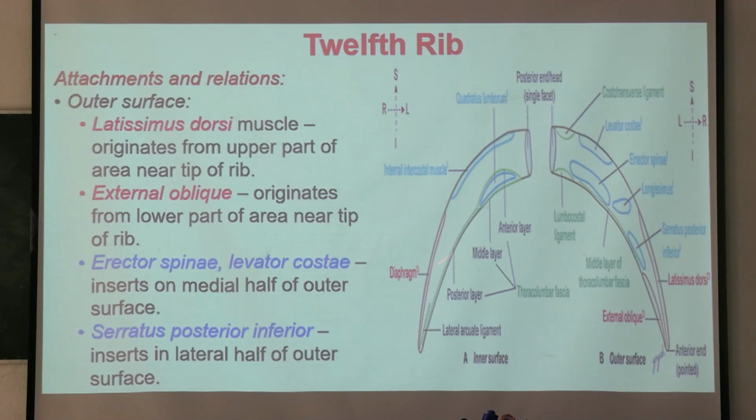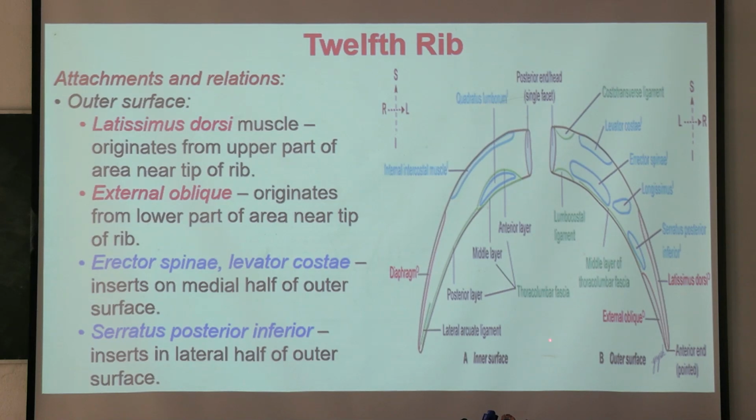We are viewing this from the inner surface, and this is the outer surface. So you see the attachments on the outer surface. Here is the attachment of latissimus dorsi, external oblique, serratus posterior inferior, longissimus thoracis, erector spinae, levator costae. Okay, and these are the attachments of the costotransverse ligament, and here is the lumbocostal ligament.